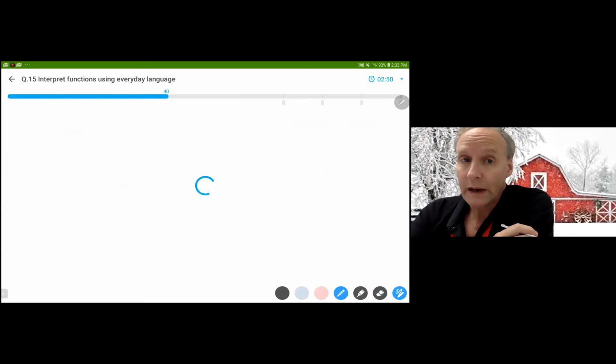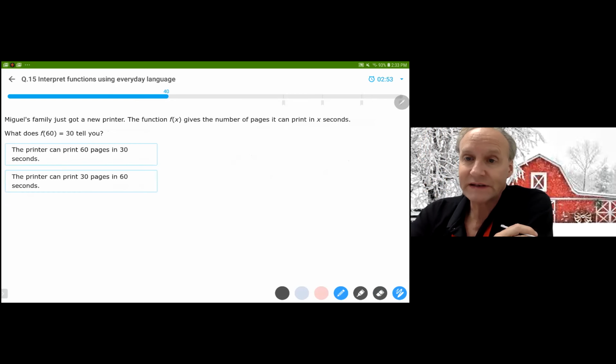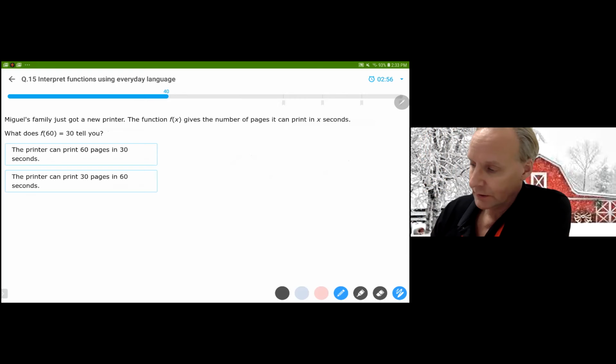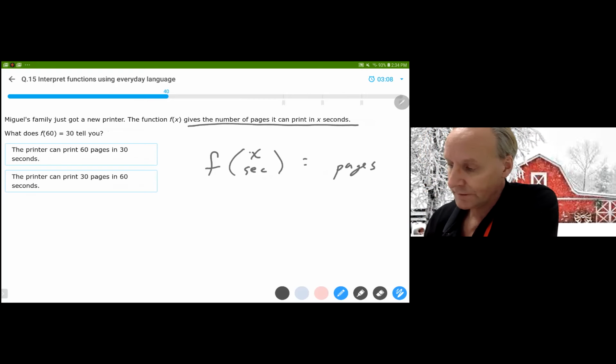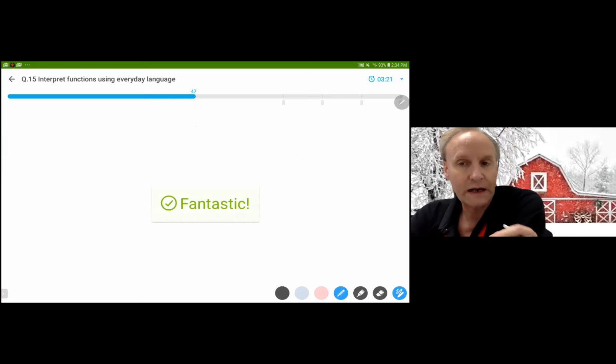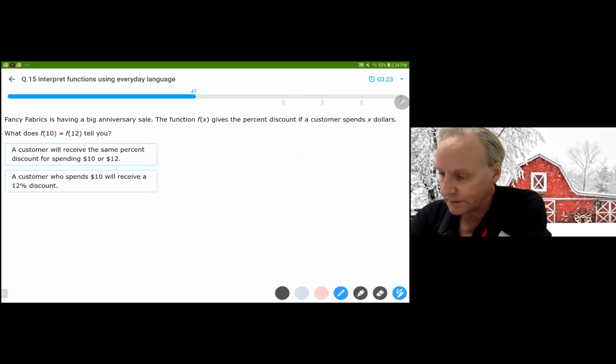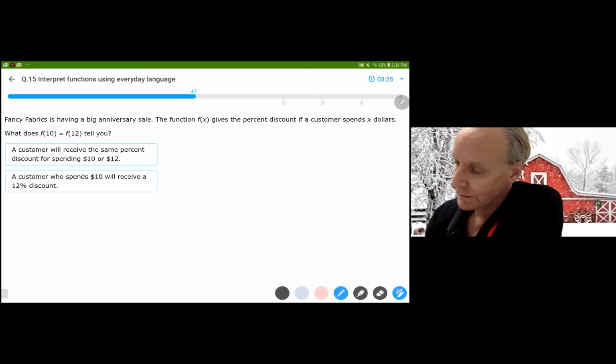You need to write it down. You can't just guess by looking at them in order. Order doesn't always tell you. F of x gives the number of pages it can print in x seconds. So it's x seconds, and this is the number of pages. This is the way I like to write it. And 60 seconds, we can do 30 pages. 30 pages in 60 seconds. Notice that it wrote it out of order. Very important to list them and write what it means.